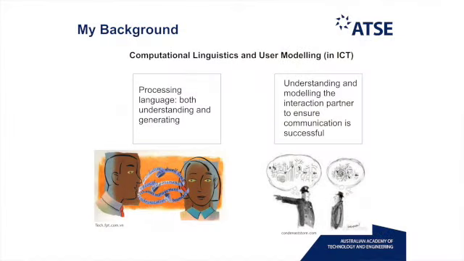So my background is what we call computational linguistics and user modeling. So what does that mean? Well, computational linguistics is all about processing language, human language, not computer languages. And by processing, I mean both understanding it and generating it. So computational linguistics merges computer science and linguistics in order to process language automatically. And I deal especially with text, not the speech sound.